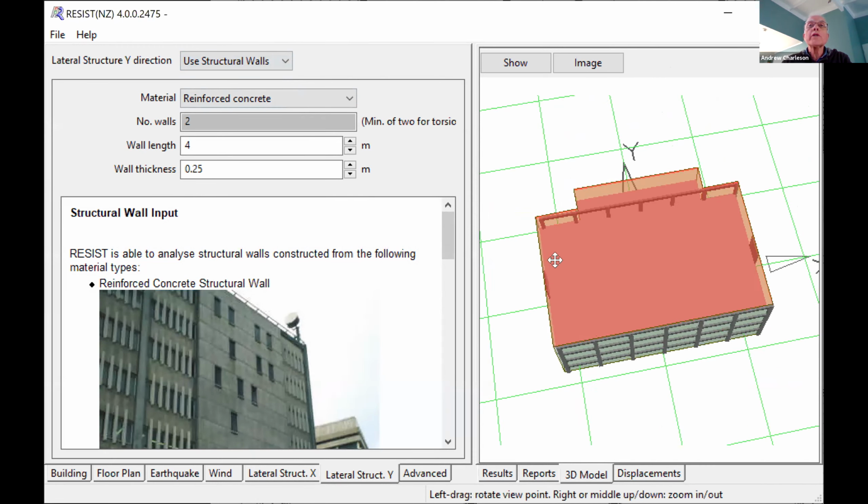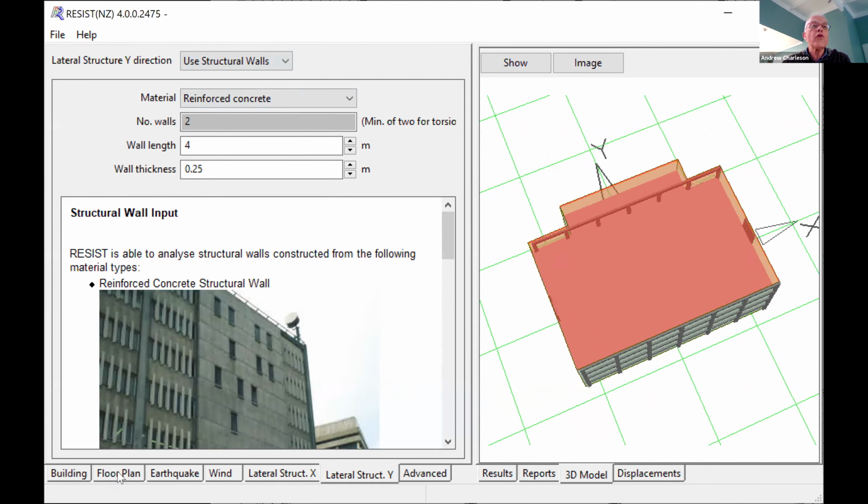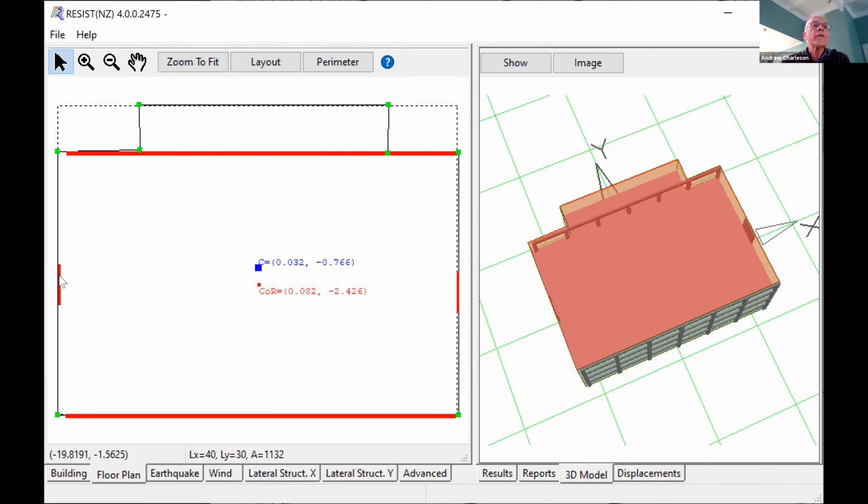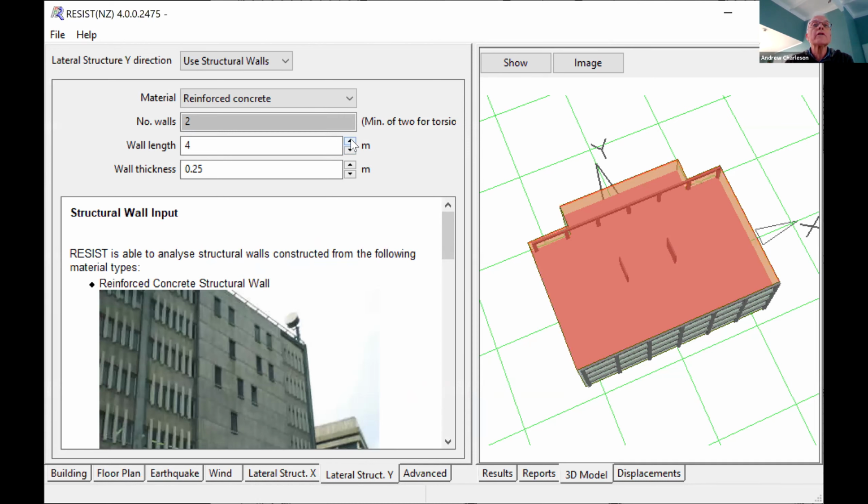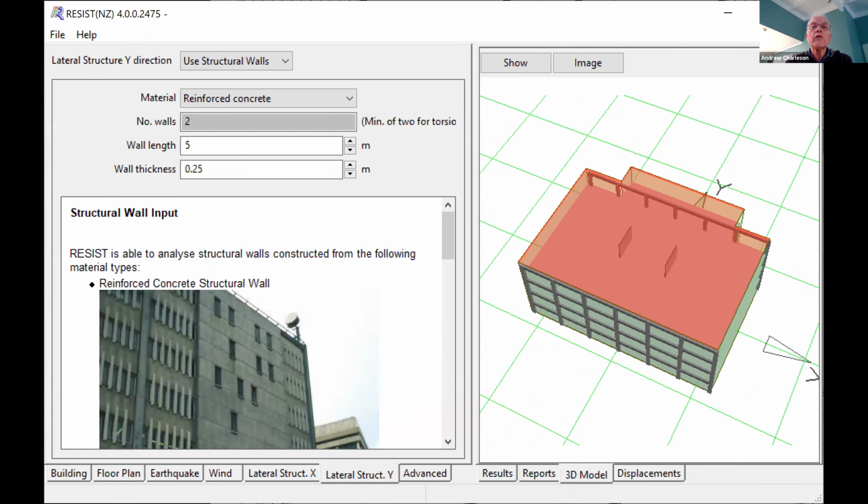I go to the floor plan editor. I drag the walls in to where they are in the clinic. They're about there in the clinic. And then I have to guess their length. I'm going to make them say 5 meters long and 25 centimeters thick. So that's my design. Look at the results.